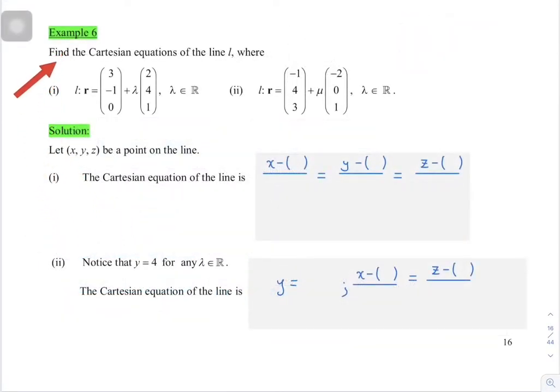Now in example 6, we are asked to find the Cartesian equations of the line L. In part 1, the equation of the line L is given as this, and in part 2, the equation of line L is given as this. So let's take a look at the Cartesian equation of part 1 first. Now the Cartesian equation of the line L has this format. If you remember the pattern as previously discussed, we can look at the components 3, negative 1, 0, which are to be placed over here. And the direction vector components 2, 4 and 1 are to be placed over here.